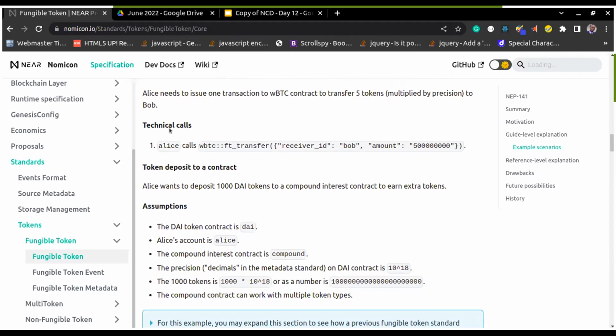So we have some technical calls right here. So one, Alice calls this function on the WBTC smart contract. She's going to call this function, and this function is going to accept some parameters, in this case, receiver ID and the amount, where receiver ID is Bob and the amount being transferred is that.